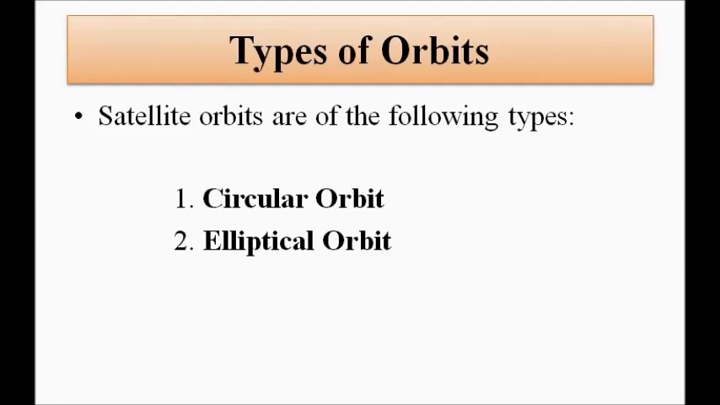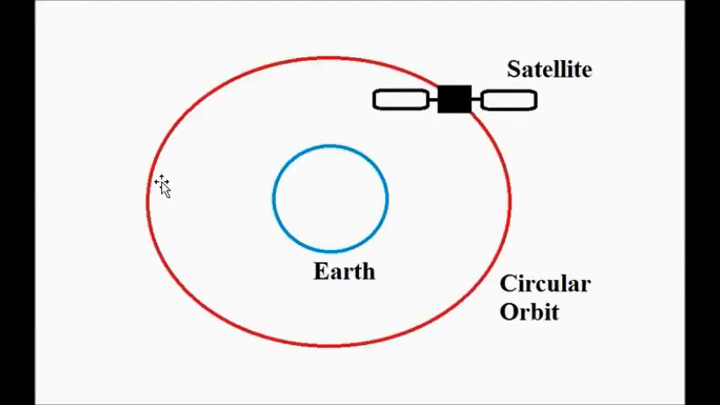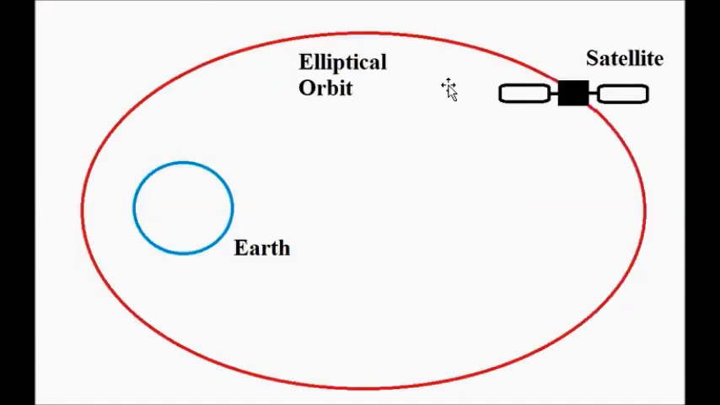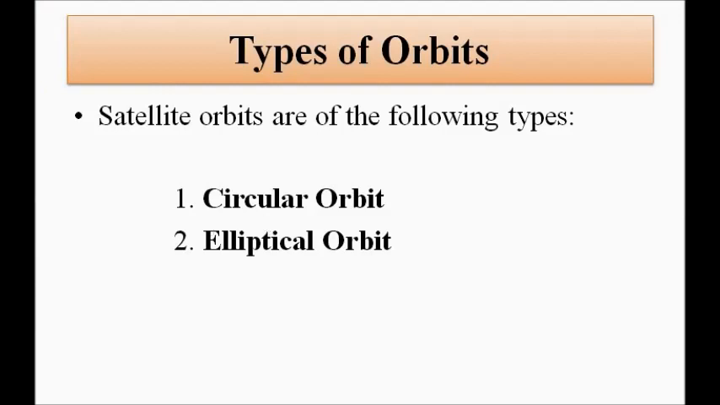We'll discuss them in separate videos. So the satellite orbits are of two types: circular orbit and elliptical orbit. This is a normal circular orbit which you will find. Here the Earth is there, and the satellite takes a well-defined circular path to move around the Earth. In case of an elliptical orbit, the shape will be in the form of an ellipse, the path will be in the form of an ellipse. So these are the two types of orbits, circular and elliptical.